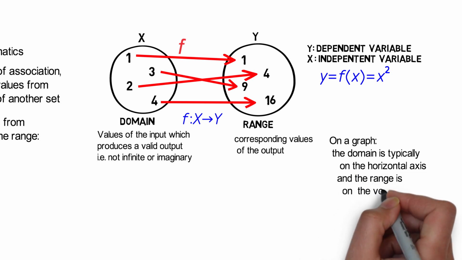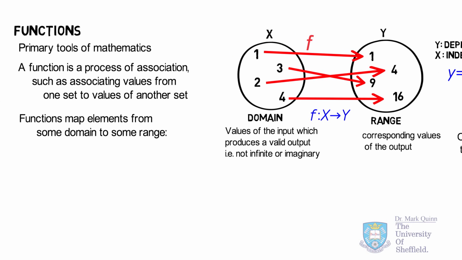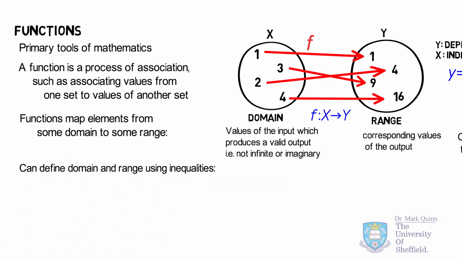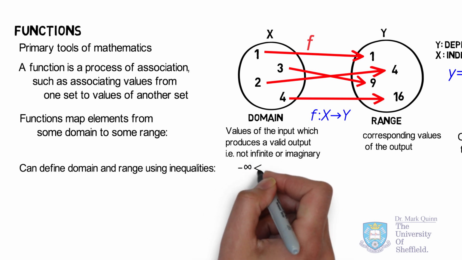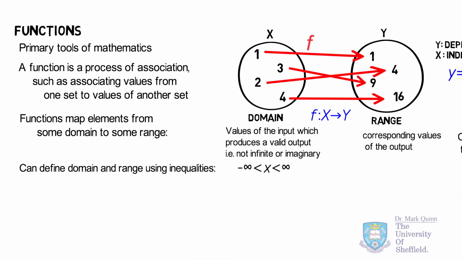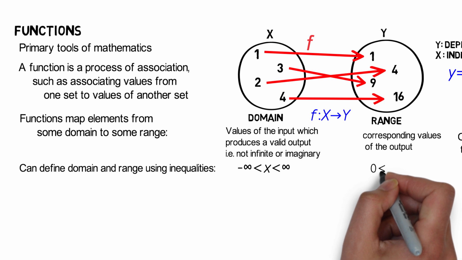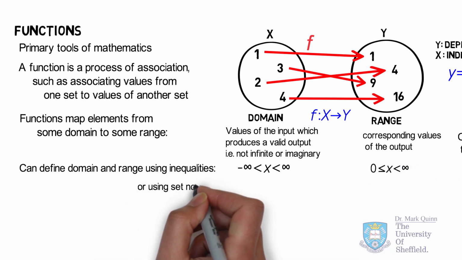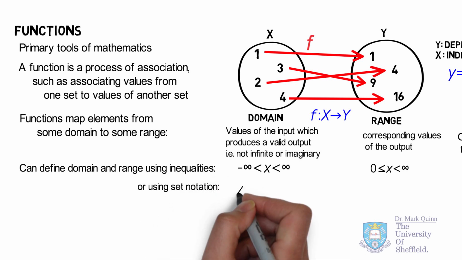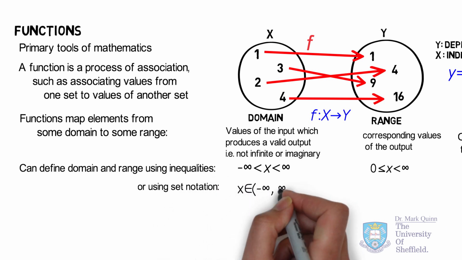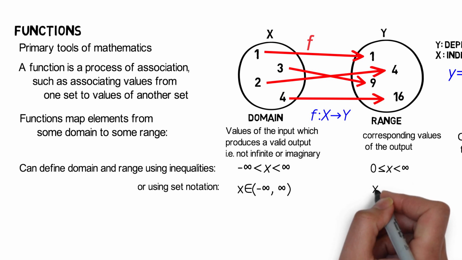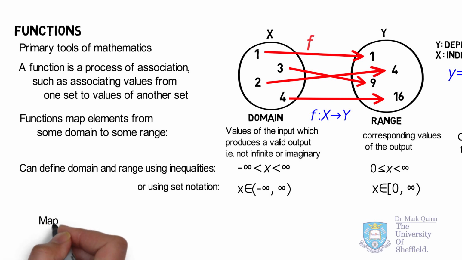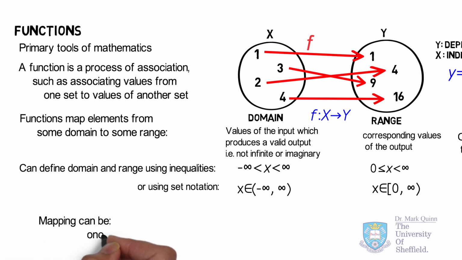Mathematically we can define the domain and the range using either inequalities or using set notation. Here in this example, the domain x includes all the real values between -infinity and infinity without including infinities, and the range extends from 0 up until infinity. Using set notation, we can use the round brackets to indicate up to the value and a square bracket to include that value. The large E-like symbol indicates that x is an element of this specific set.